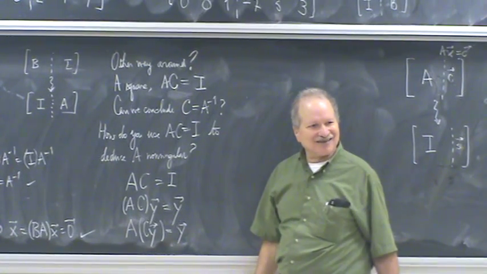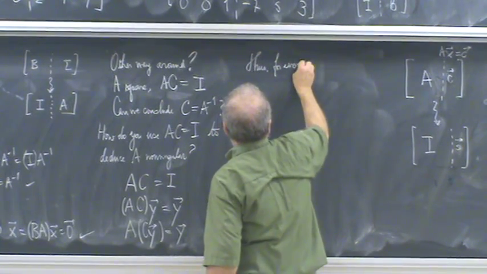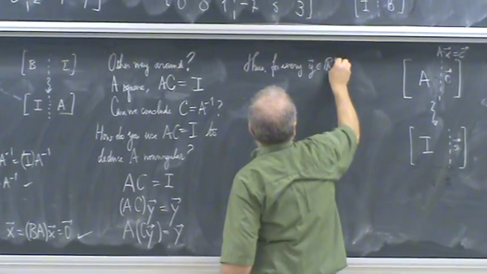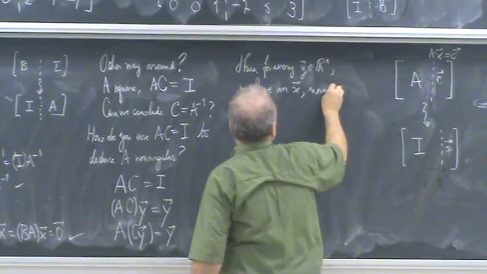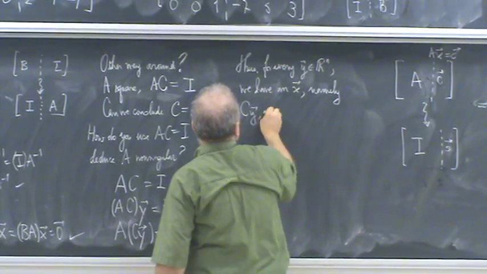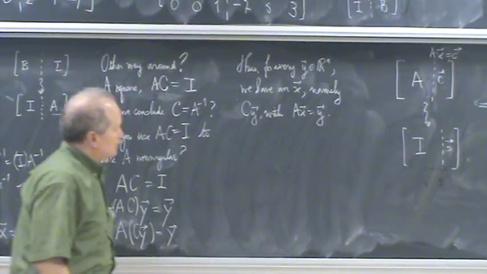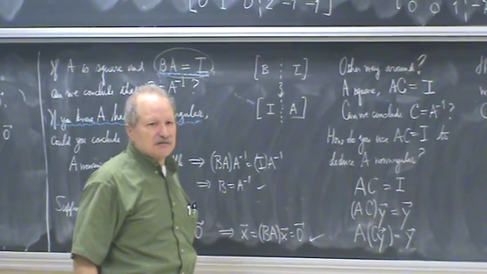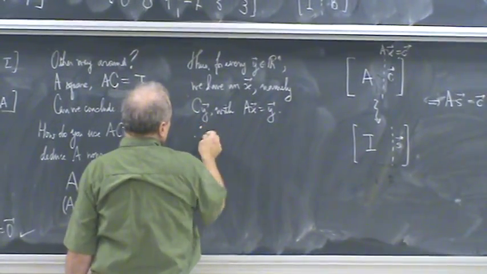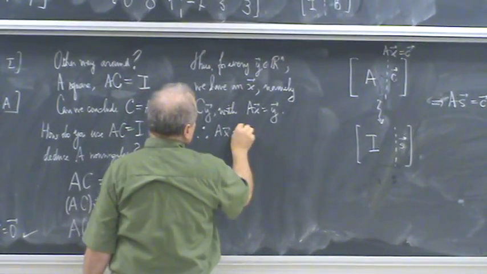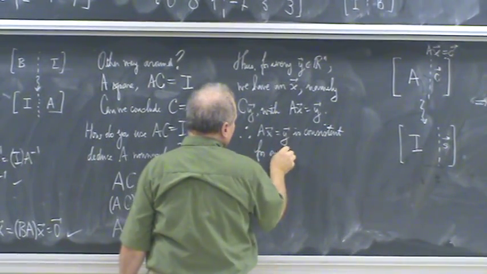That's characterizing non-singular, right? Thus, for every y, we have an x, namely Cy with Ax equals y. Therefore, Ax equals y is consistent for every y.